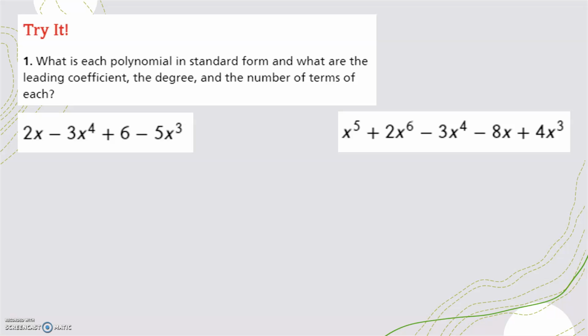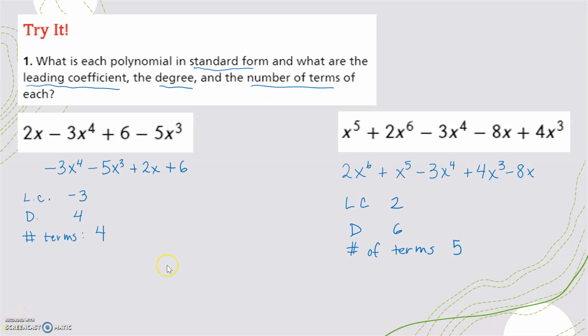I want you to pause the video here and rejoin us after you have written each of these polynomials in standard form and found the leading coefficient, the degree, and the number of terms.